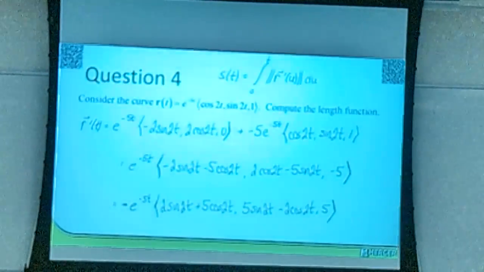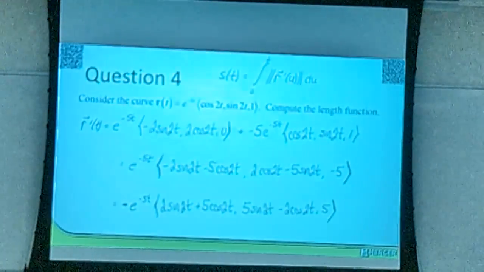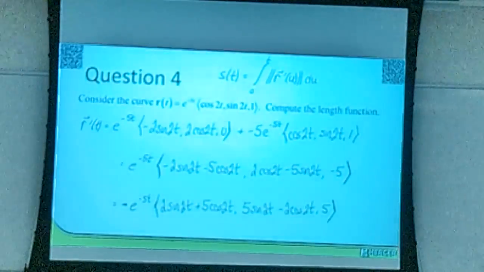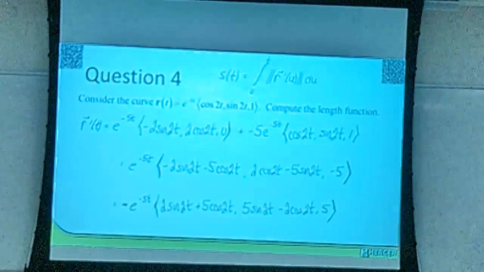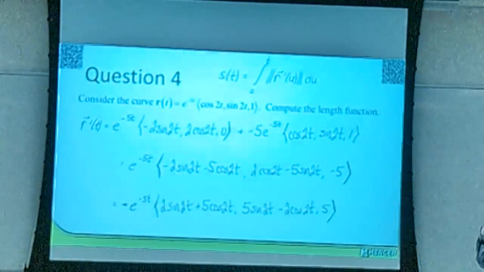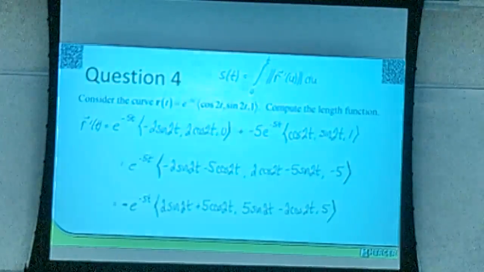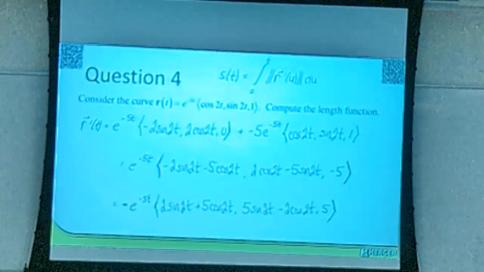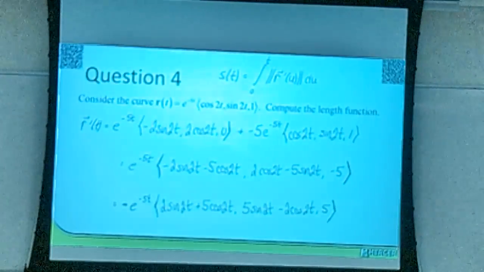Fourth step is to find that magnitude. Fifth step is then 1 over that magnitude times R prime of S. That's your T of S. Sixth step, take that derivative with respect to S. Seventh step, find the magnitude of the resulting vector. That's your curvature.